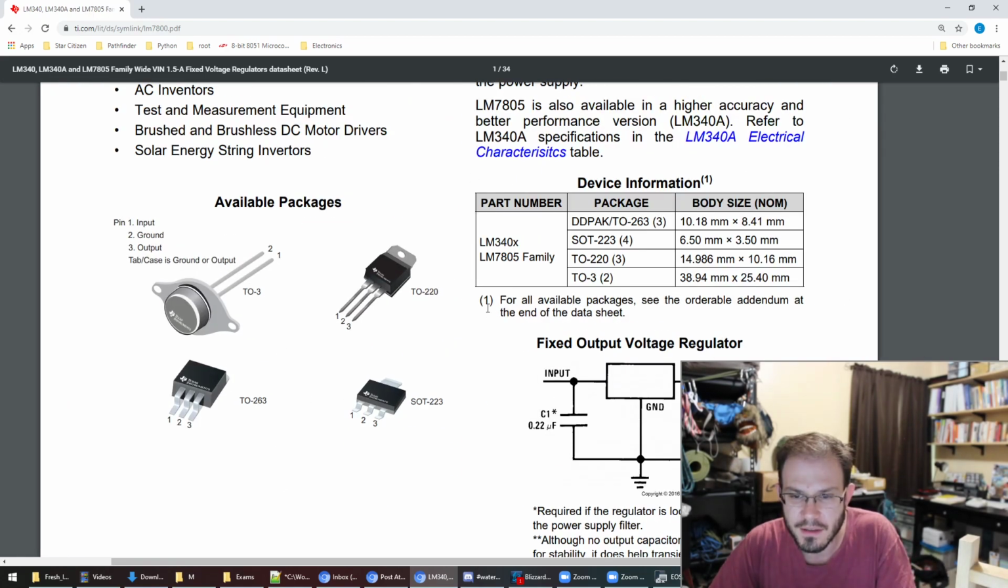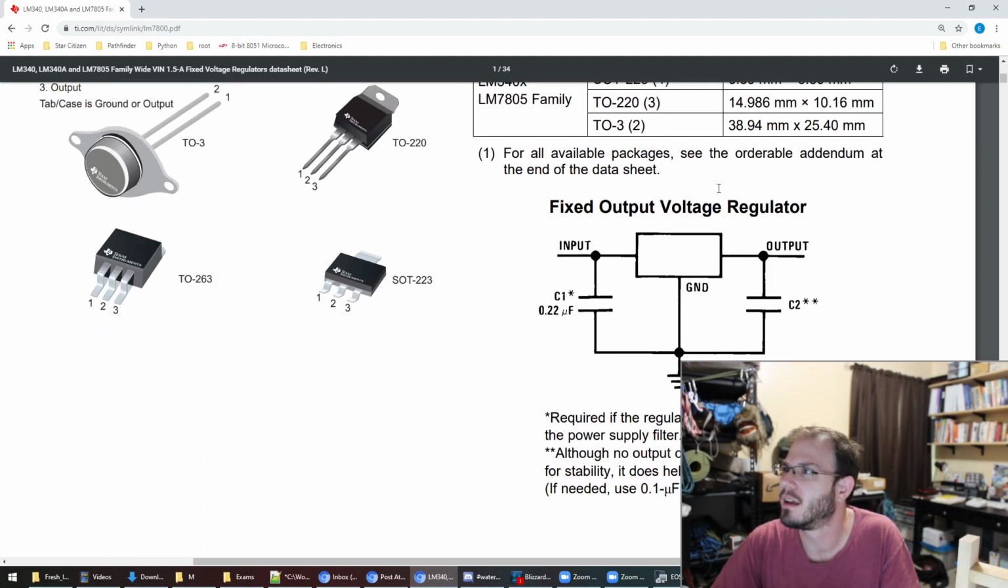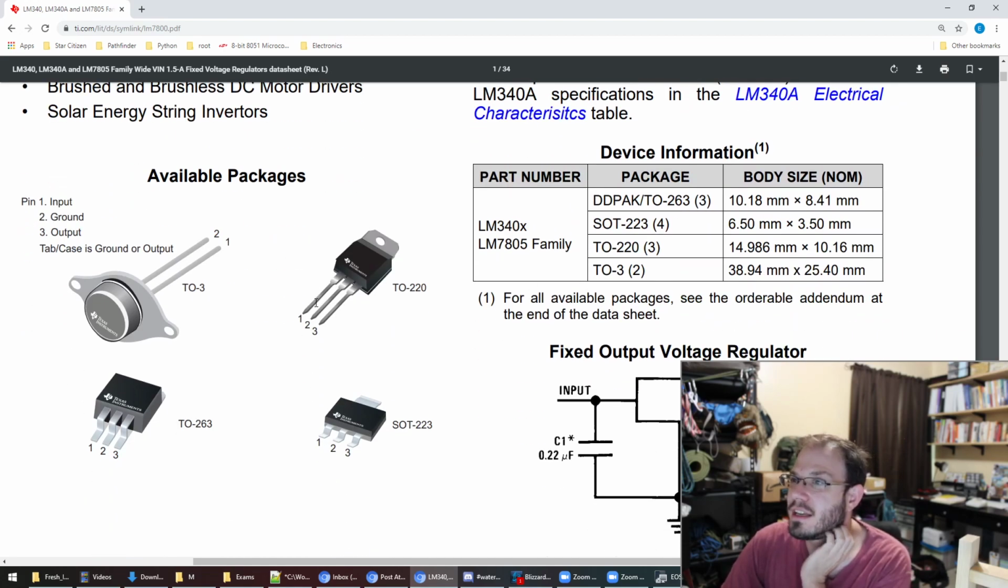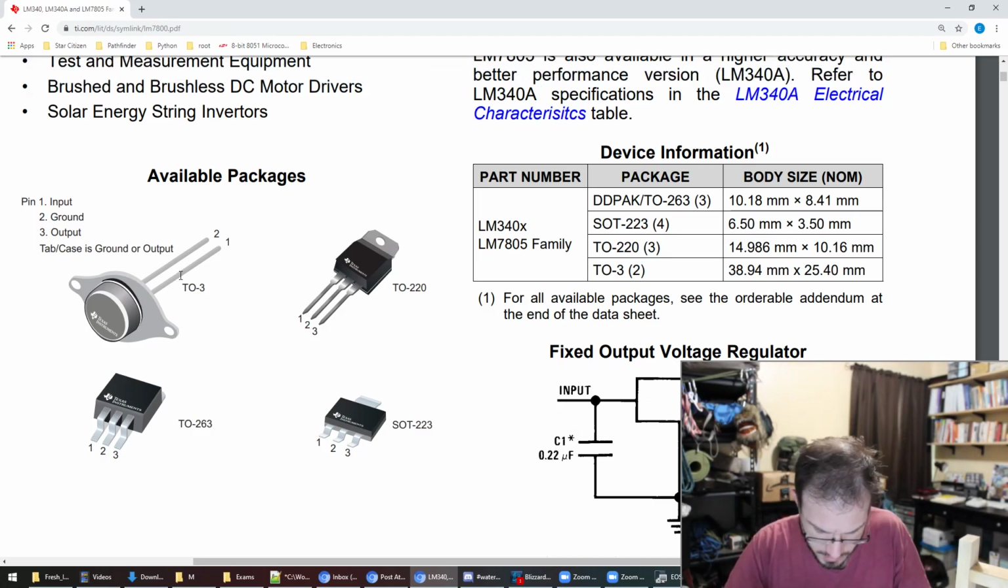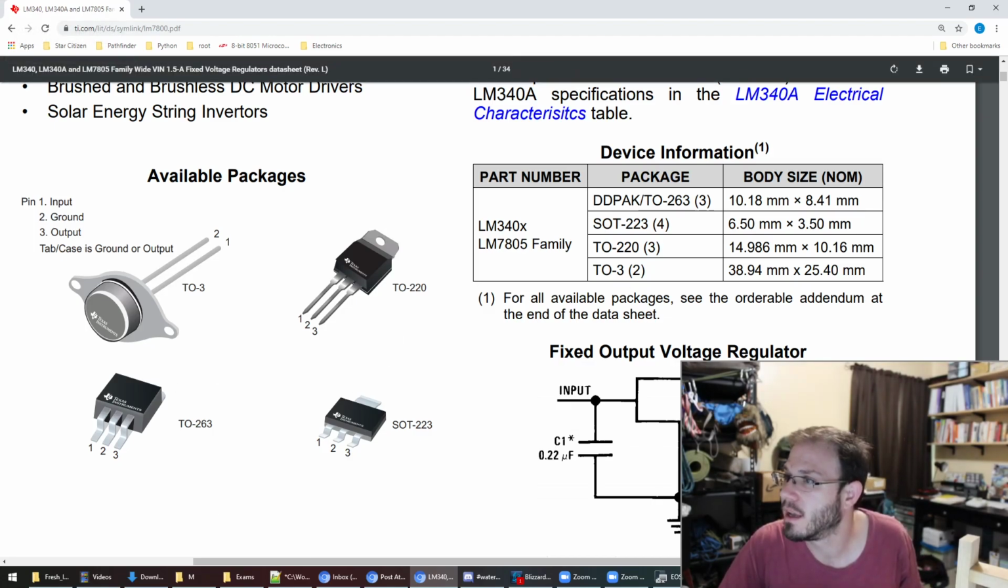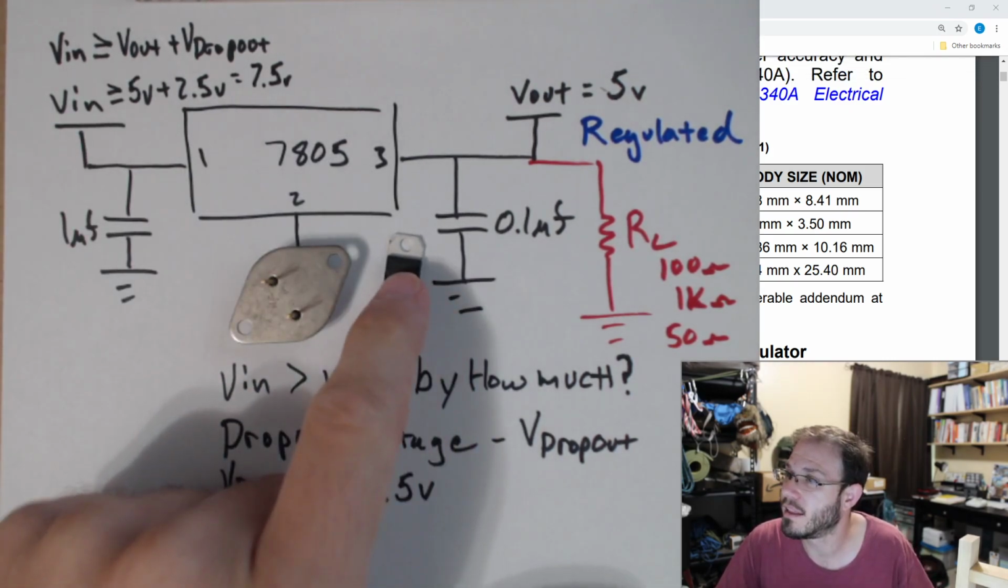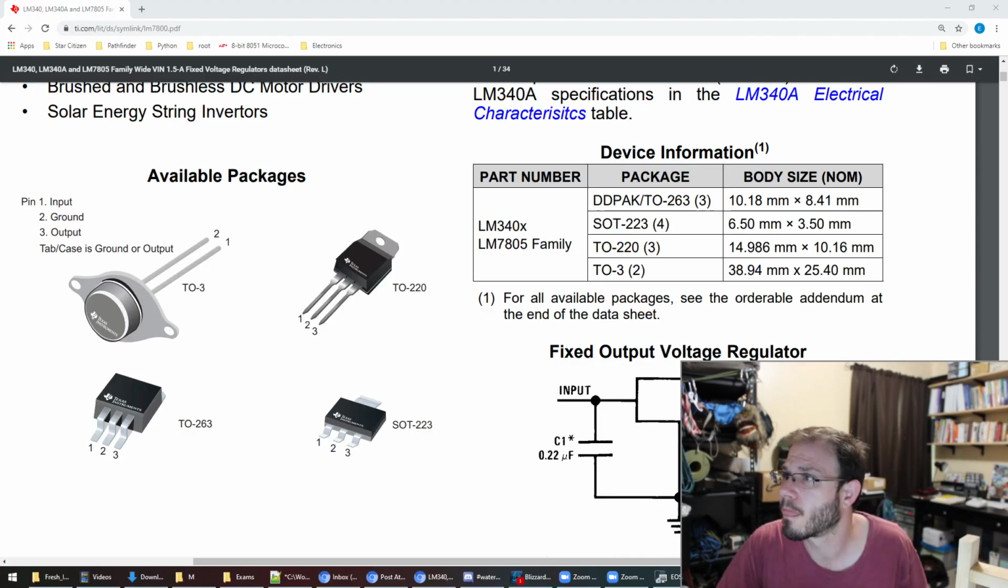Okay, so first off, they tell us fixed output voltage regulator. We have an output, we have an input. Here are the different packages it comes in. It comes in this giant one over here. In fact, I have some here just for a size comparison. I think I have most of these packages laying around. There we go. You can see this is physically much larger than this one, and that's this TO-3 package.